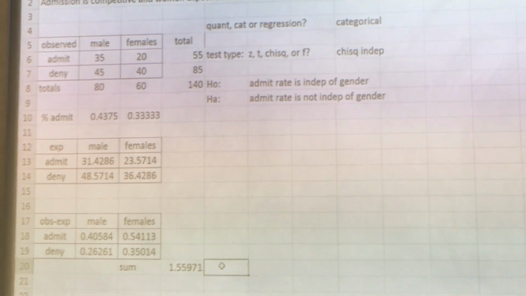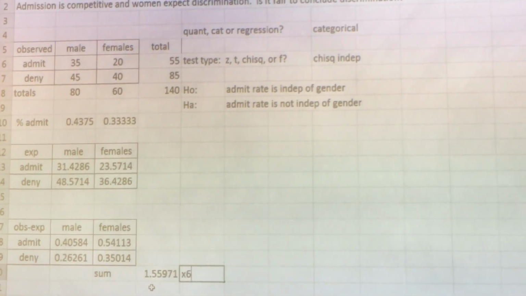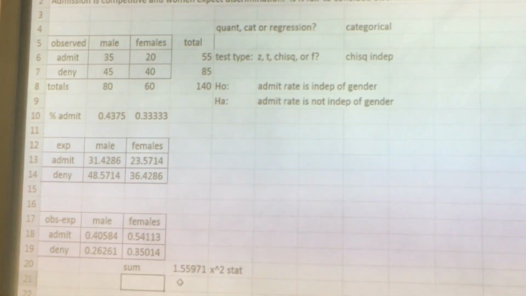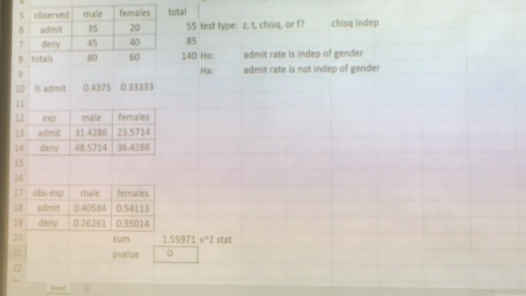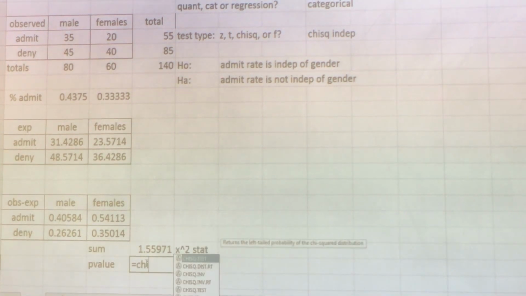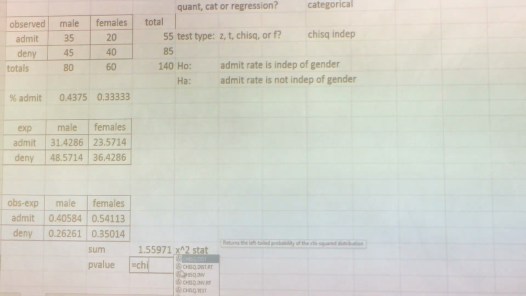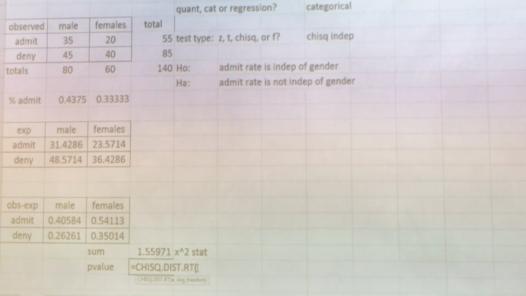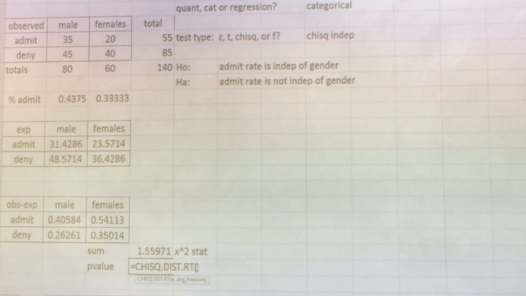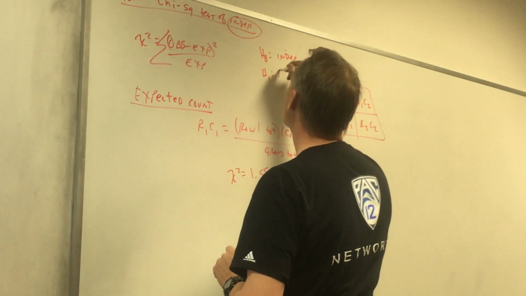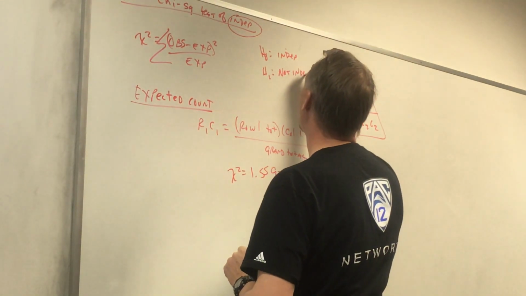Find the p-value, right? This is actually my chi-squared. Okay, find my p-value equals what? Chi-squared this. Now let's think about this for a minute. Which one do I need? Right tail. So remember my null hypothesis was independent, and the alternative hypothesis was not independent. Okay?